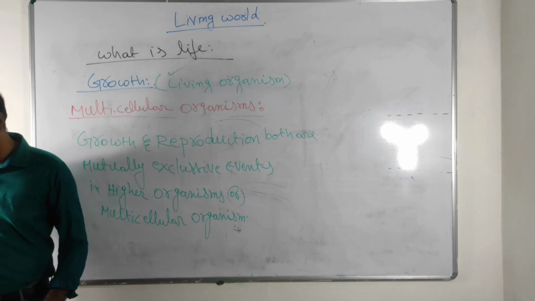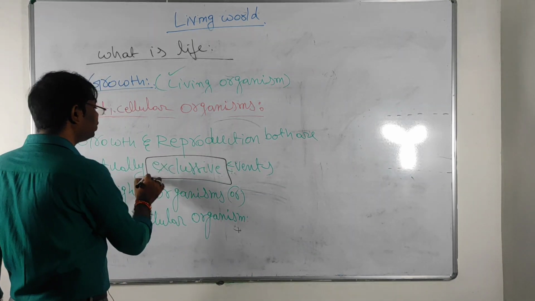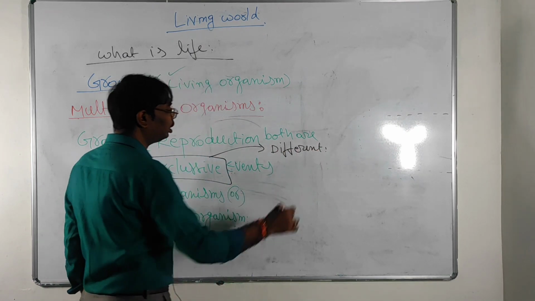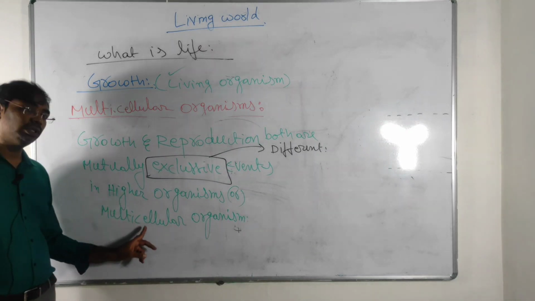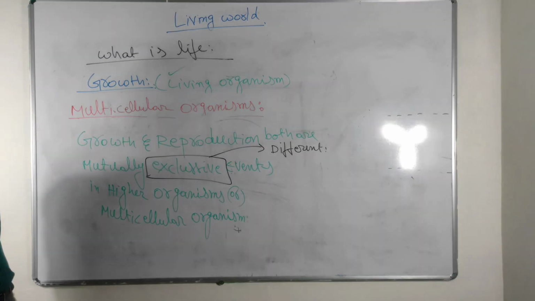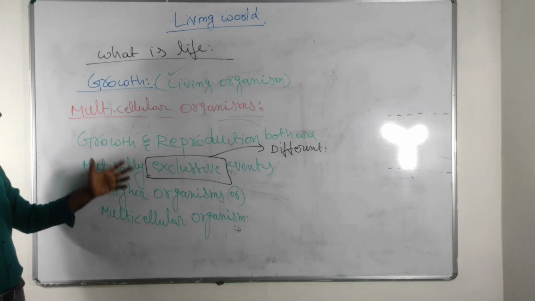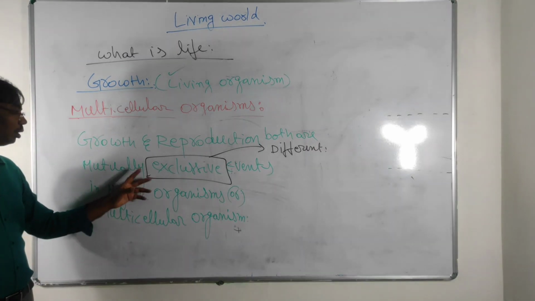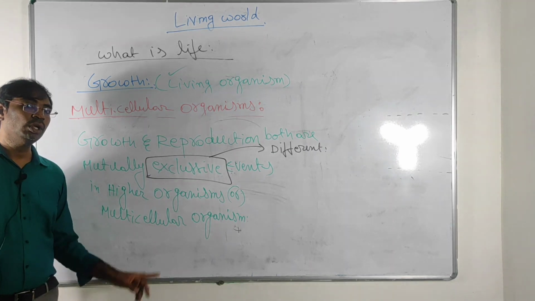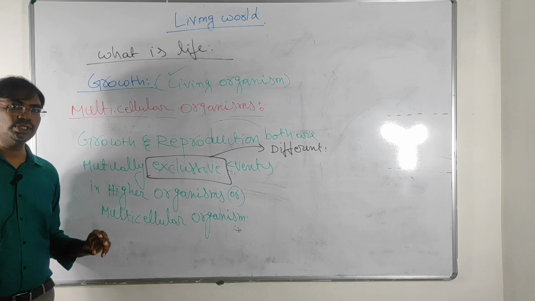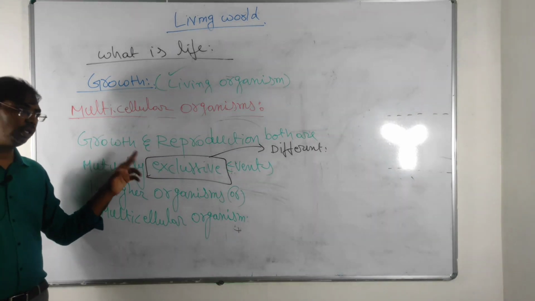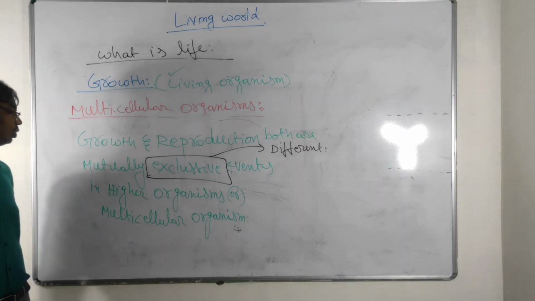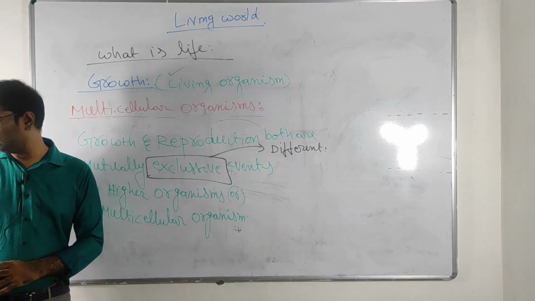What is the meaning of exclusive? Exclusive means different events. So growth is different and reproduction is different. Both are different events in higher organisms, or multicellular organisms. That is the difference between unicellular organism growth and multicellular organism growth. What statement did we discuss in unicellular organisms? Growth and reproduction both are inclusive events in unicellular organisms. Both are the same. But in multicellular organisms, growth is different and reproduction is different. Both are mutually exclusive events in higher organisms or multicellular organisms.